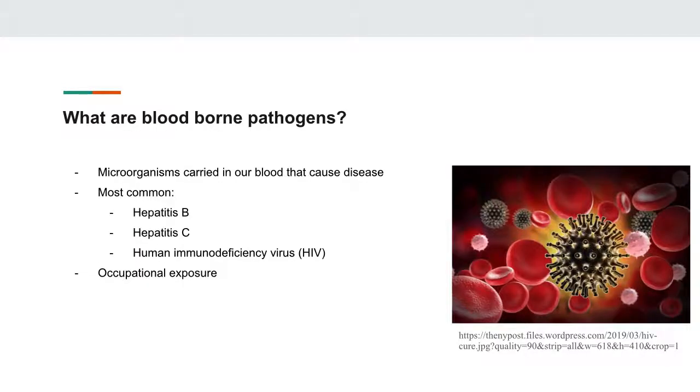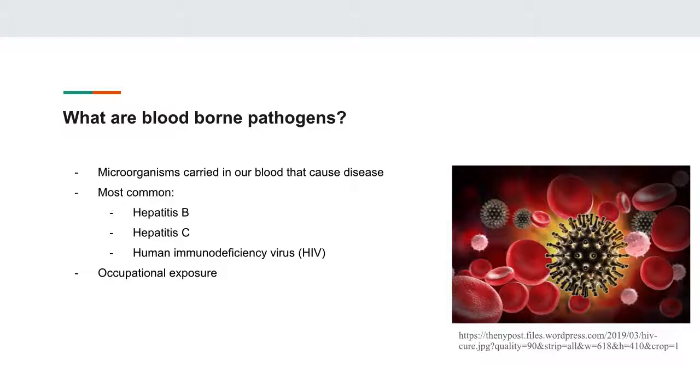So to start off, what are bloodborne pathogens? They are small organisms like bacteria or viruses that get carried in our blood and can cause us to get diseases. Many of these organisms have been identified and they are very familiar to us, such as malaria and syphilis. The most common of these pathogens that are transmitted at work are hepatitis B, hepatitis C, and human immunodeficiency virus, also known as HIV.